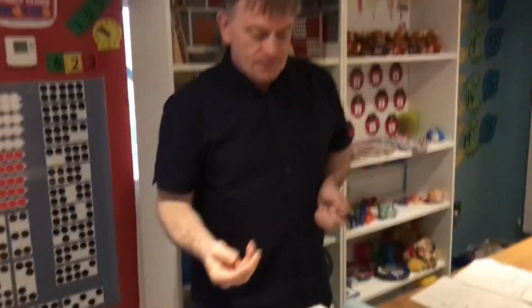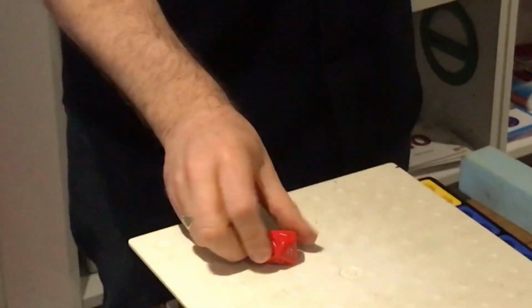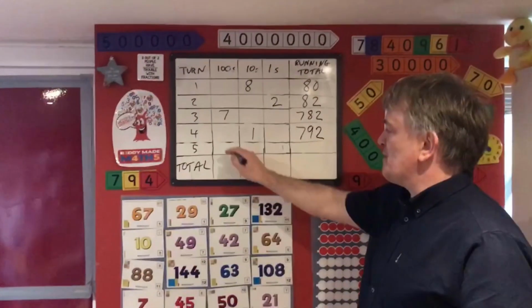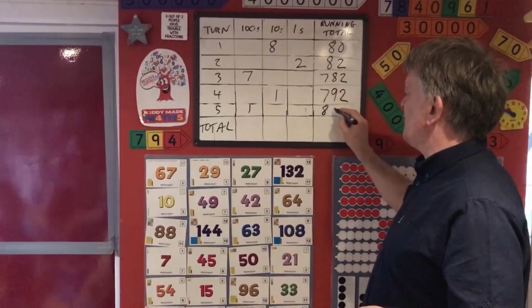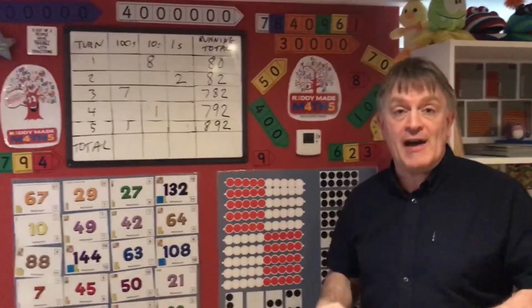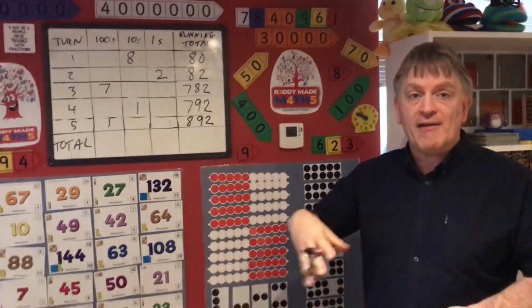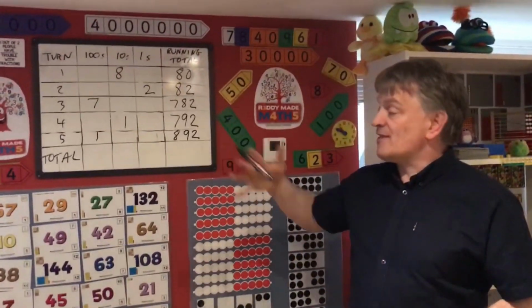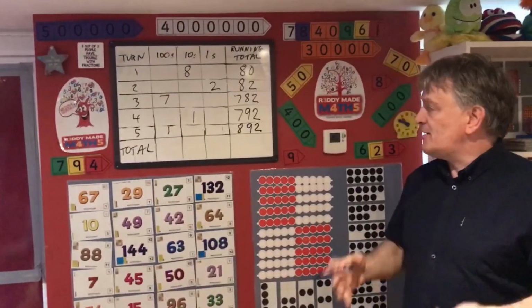My final roll is another 1. So I played very badly there, so I need to put the 1 over here, and I end up with 892. Now what we could do is actually specify that all the rolls have to be different, so you get 5 different numbers, or with this game just see what rolls come up and develop it.